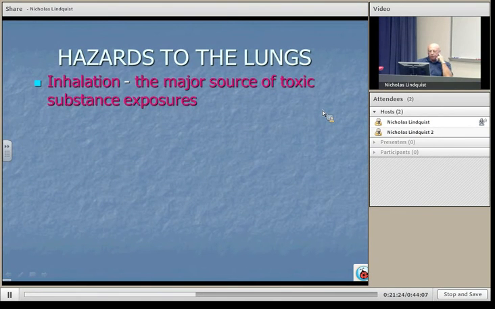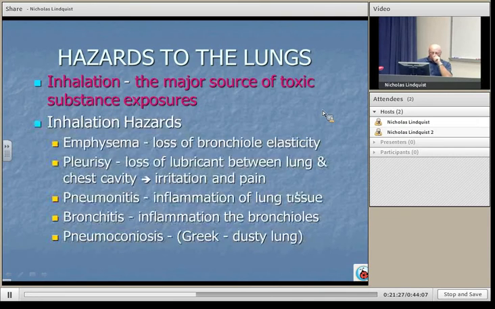So looking at the hazards to the lungs, again, the major source of entry is through inhalation. Some of the responses from inhalation can be emphysema, which is where the bronchial passageways start to lose their elasticity, making breathing more difficult. Pleurisy, where there is a loss of the lubricant between the lung and the chest cavity, can cause irritation and pain. Pneumonitis, which is an inflammation of lung tissue. Bronchitis is inflammation of the bronchial passageways.